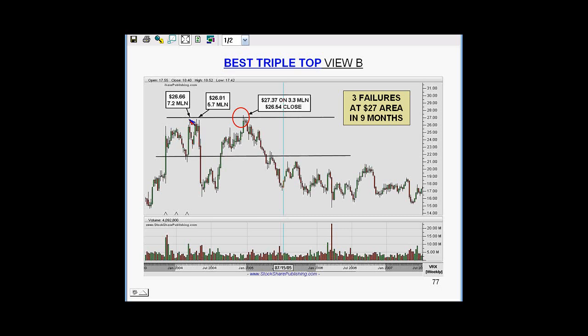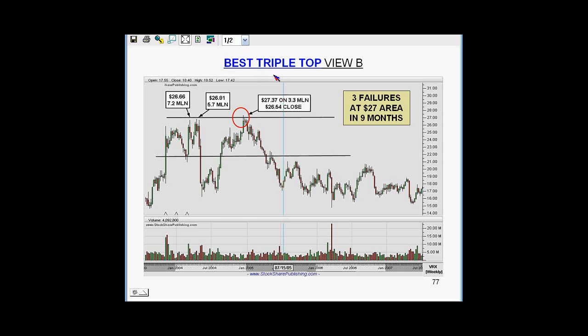And you can see you dip down here to support. You broke down below the support. You don't have to wait, though, until you get back down there. You can short this up here because this met our criteria for a best triple top. And look how far this thing went.